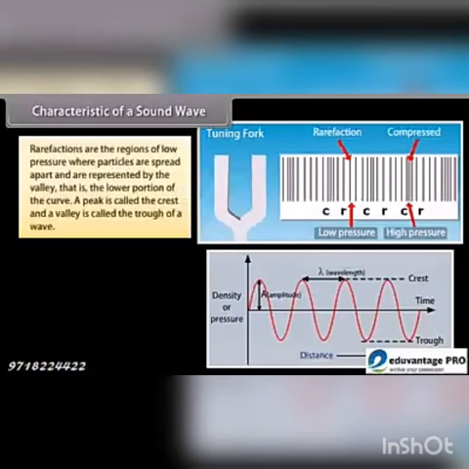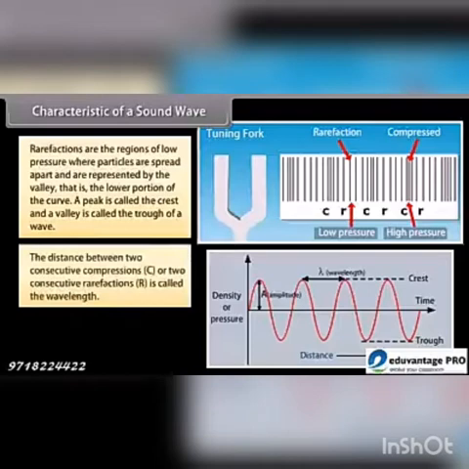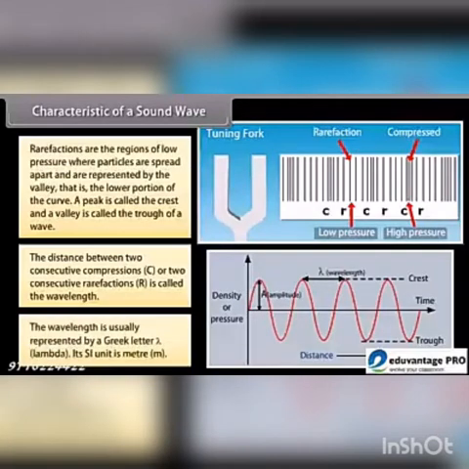Rarefactions are the regions of low pressure where particles are spread apart and are represented by the valley, that is, the lower portion of the curve. A peak is called the crest and a valley is called the trough of a wave. The distance between two consecutive compressions or two consecutive rarefactions is called the wavelength. The wavelength is usually represented by a Greek letter lambda. Its SI unit is meter, m.